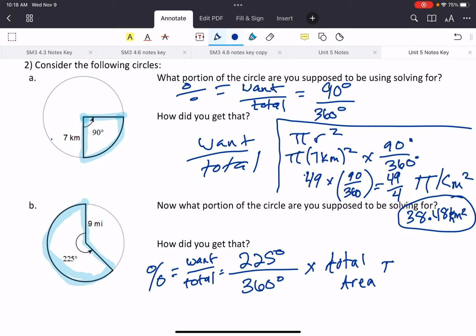This area would be pi times 9 miles squared if you wanted to practice that. Pi r squared.